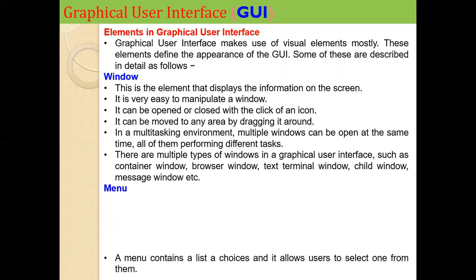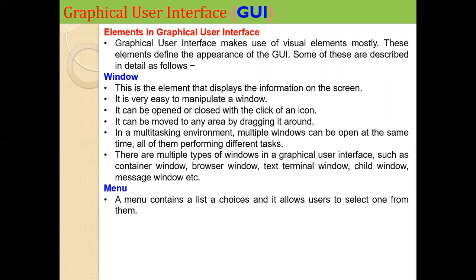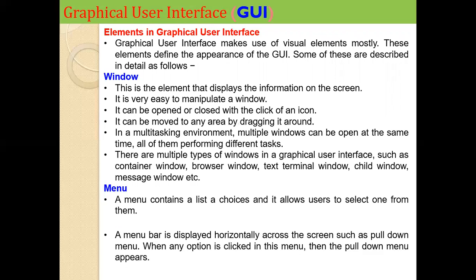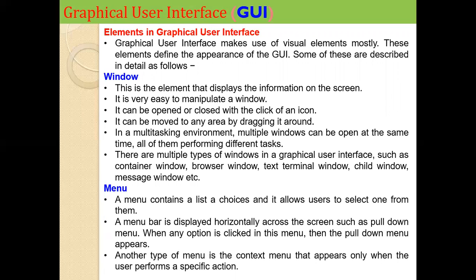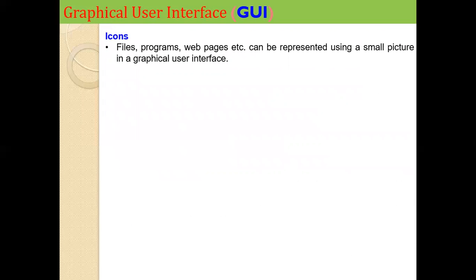The next item is the menu. In a GUI it will also provide a menu which contains a list of choices. Users can select them. The menu bar is horizontal across the screen, so that it will provide the pull down menu. Another type of menu is the context menu, which appears only when the user performs a specific task.